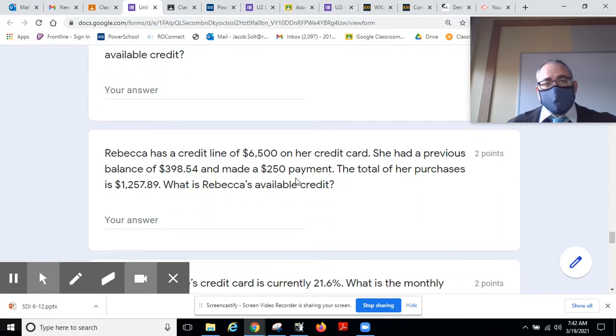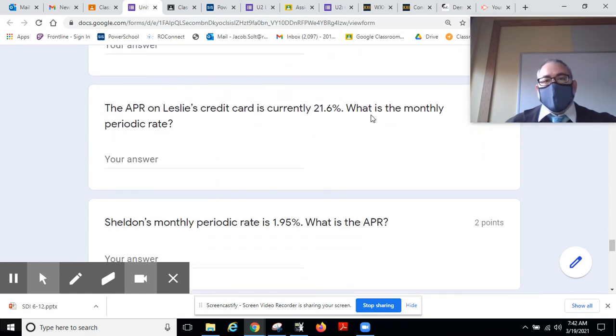All right, I'm going to have you do this one. Keep in mind that there's the credit card, there's the credit line, right? The previous balance subtracts from the available credit. The payment adds to the available credit, and total purchase is going to subtract from the available credit. So you can figure that one out.